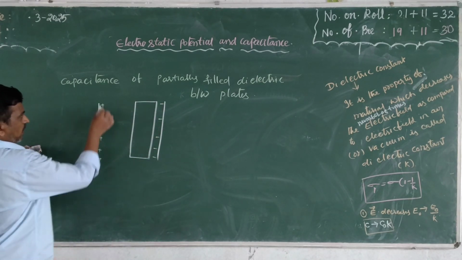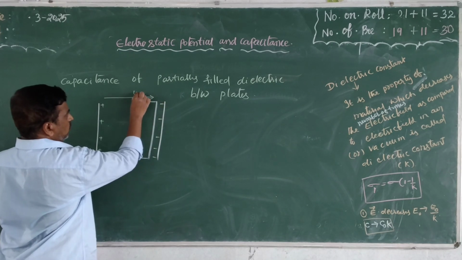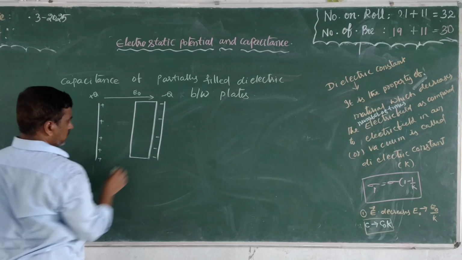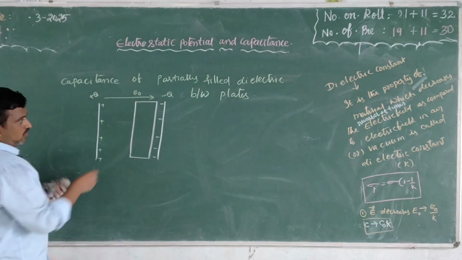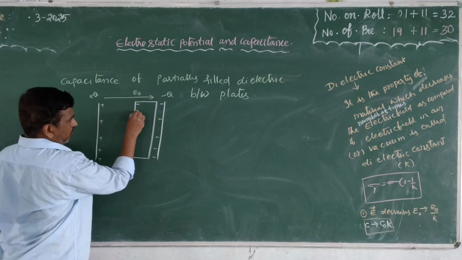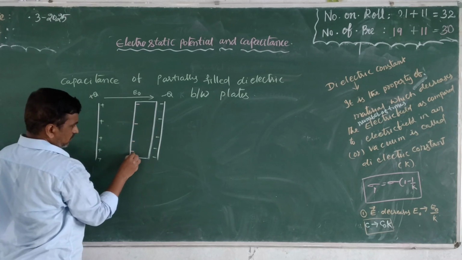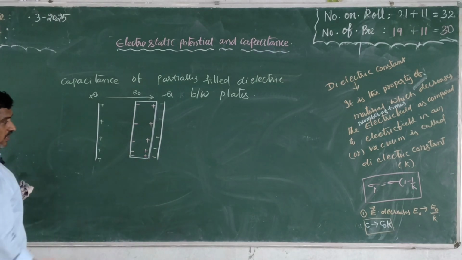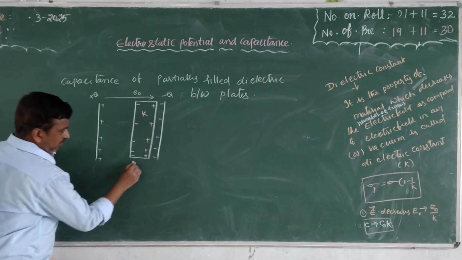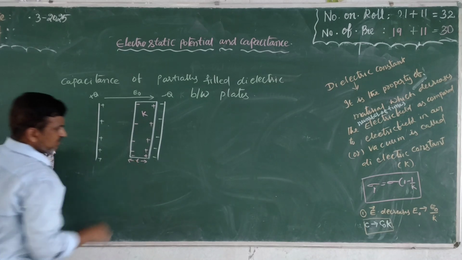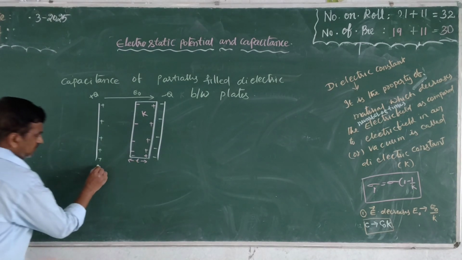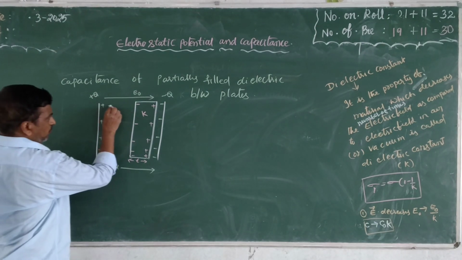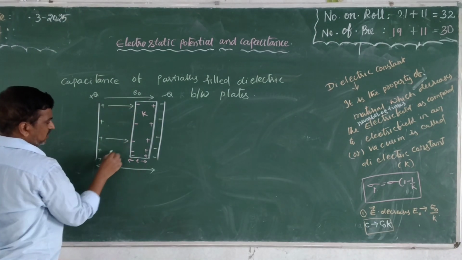Here see, the electric field goes from positive to negative. It is E naught, with plus Q and minus Q on the plates. In the dielectric, charges are developed, minus and plus. Its dielectric constant is K, its thickness is t, and the plate separation is d. This is the direction of the electric field, positive to negative.